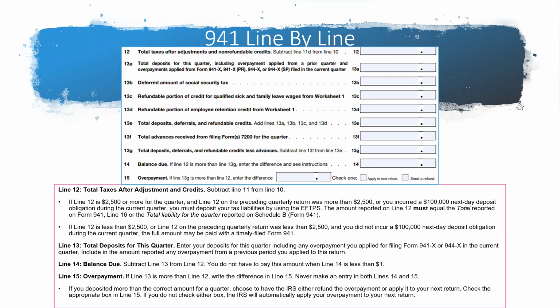Hint, hint, hint, you should never have an entry on a Form 941 on both lines 14 and 15. You should never have a balance due as well as an overpayment. So be careful on that. If you have a number in both of those boxes, something's wrong.